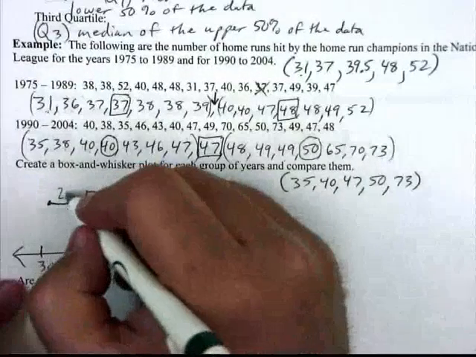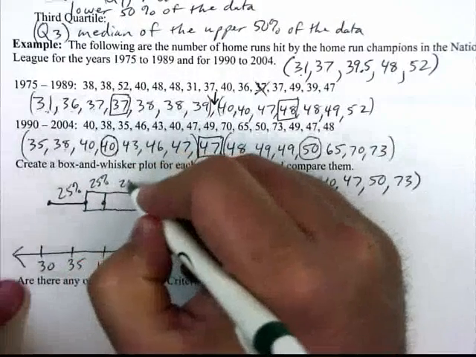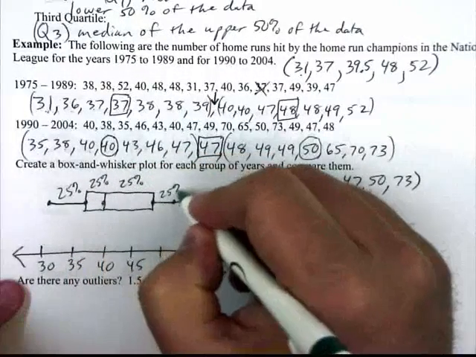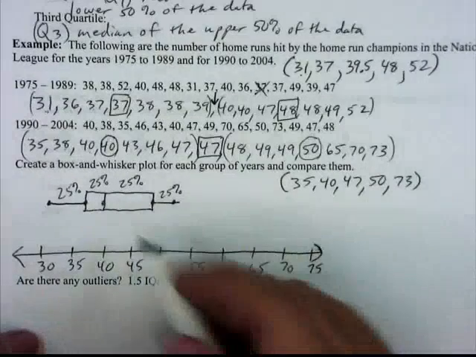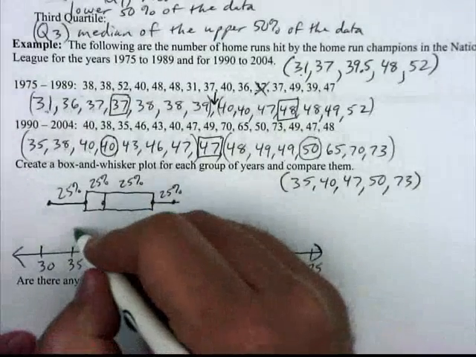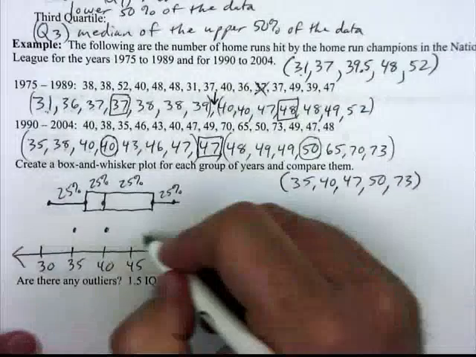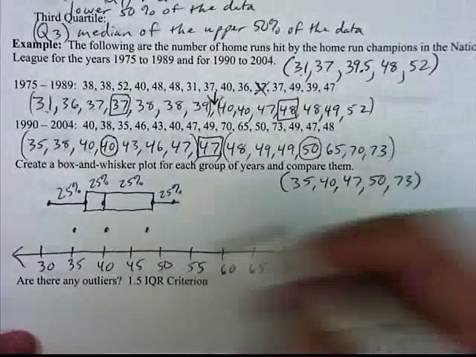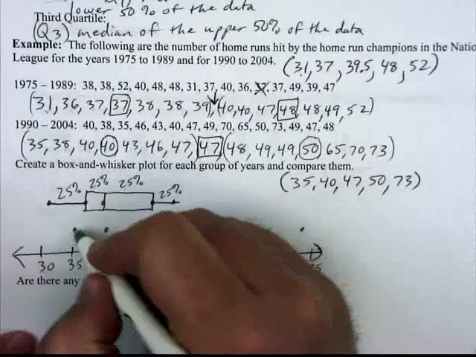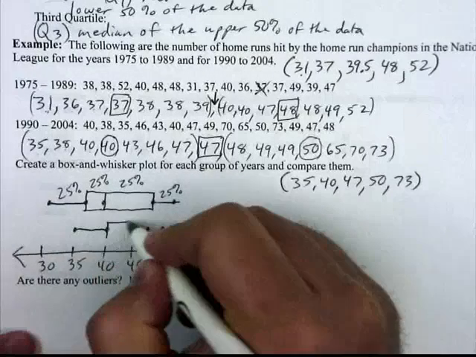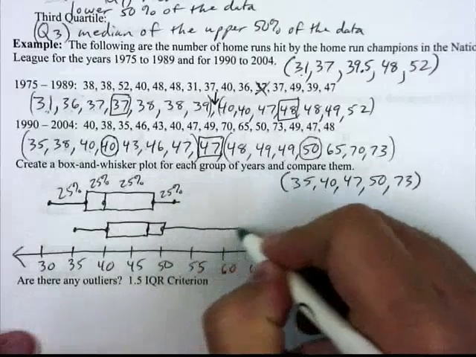The way this is set up, 25% of the data is in this part, 25% is here, 25% is here, and 25% is there. So it's a nice way of visualizing what we have happening. If we make the same thing for the next one, we have a point at 35, at 40, 47, at 50, and at 73, way down here. So I make a whisker, make a box, and make a whisker.